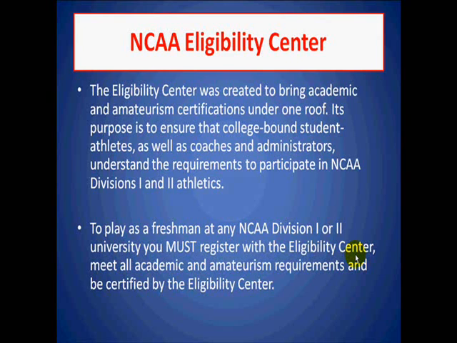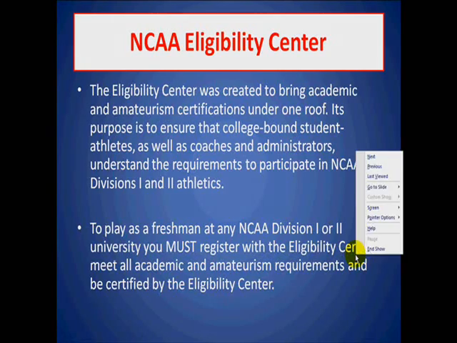To play as a freshman at any NCAA Division I or II university, you must register with the Eligibility Center. You must meet all academic and amateurism requirements and be certified by the Eligibility Center. So you must go to the Eligibility Center. You've got to register with them and get into their system before you can do anything in terms of moving forward as an athlete on the NCAA level.